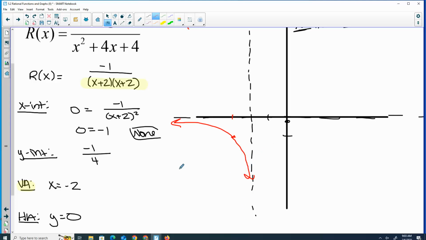Make sure you are careful with this. I always have somebody that wants to draw something like this. Is this approaching my asymptote? No, it curved away at the end. It's not even a function. So be careful when you're drawing those.